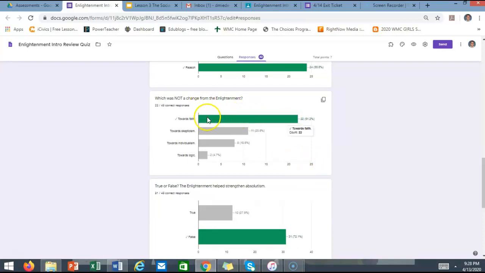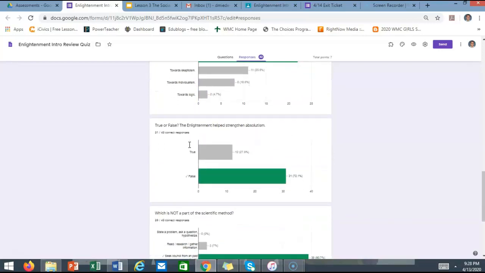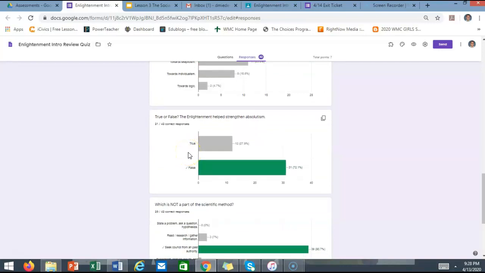Things that did not change. This was not a shift towards faith. This is going to be a shift, if anything, further towards the secular, which is non-religious or indifferent to religion. It will be a shift towards skepticism, individualism, and logic. This is not to say that these things don't have a place in religion and faith, but oftentimes these things, especially today, actually take people further away from religion, closer towards something else.